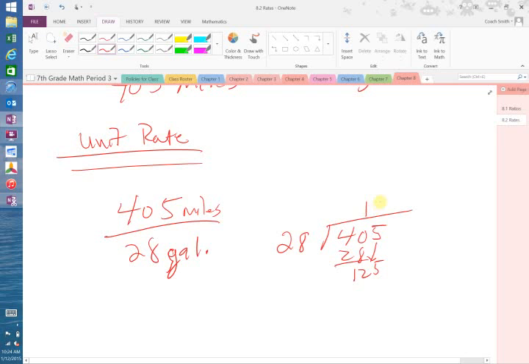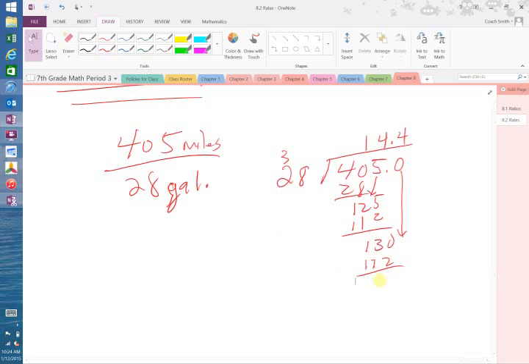No, it's not 5, it's 4. That would be 2, carry my 3, be 112, remainder 13, bring up a 0, bring up my decimal, 130. It's going to go 4 again, be 112. This time be 18. Okay, add another 0, bring it down.